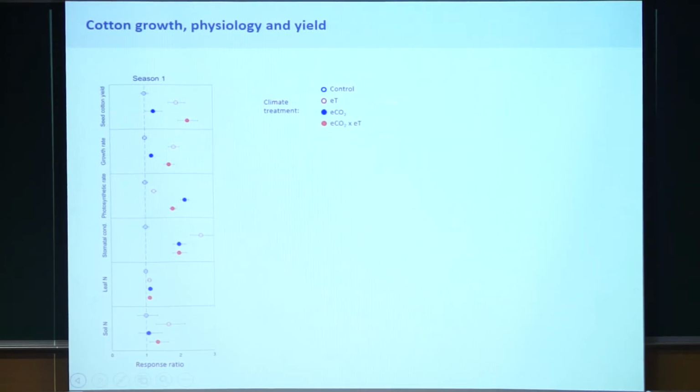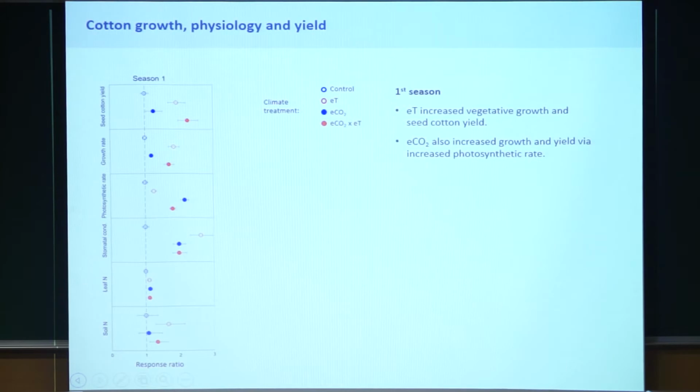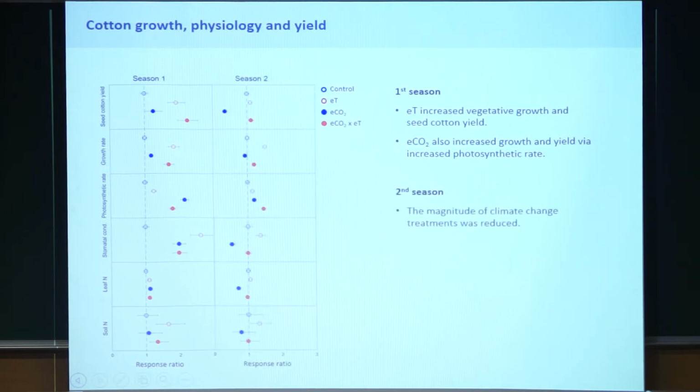And what we then did is we looked at the responses in the first season and compared the responses to the second season. And so this is a response ratio where everything on this side is a positive response and everything over here is a negative response. And what we found in the first season is, in general, elevated temperature increased vegetative growth and seed cotton yield, and CO2 also increased growth and yield via increased photosynthetic rates.